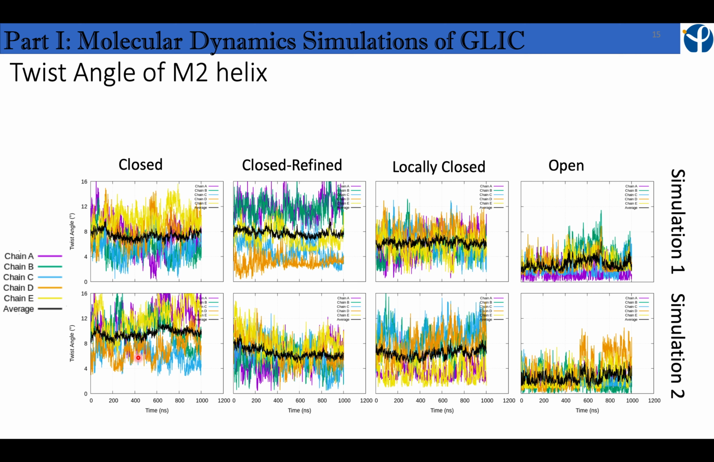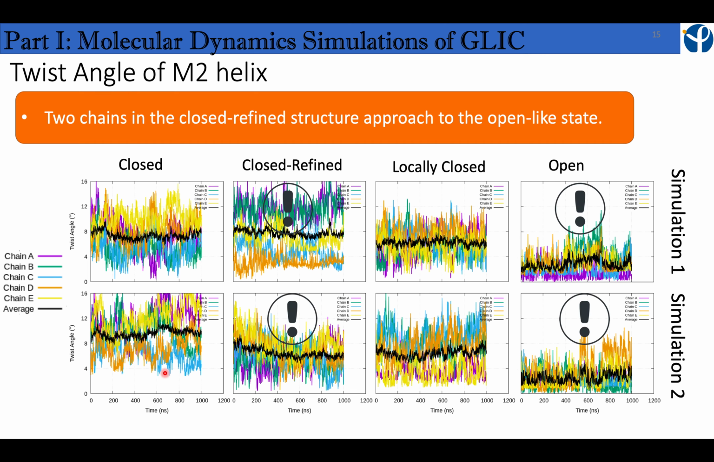And actually in the second simulation of the closed state also we can see a reduction in individual chains, again chain C and chain D. Okay, now two chains in the closed refined structure approach the open, so we can consider this as a kind of advantage of a refinement, but it is not a very clear difference, to be honest, because in the second closed simulation set also we can see some changes.